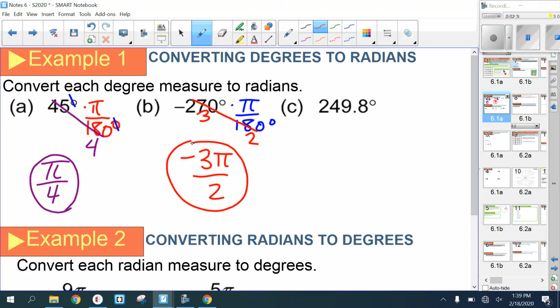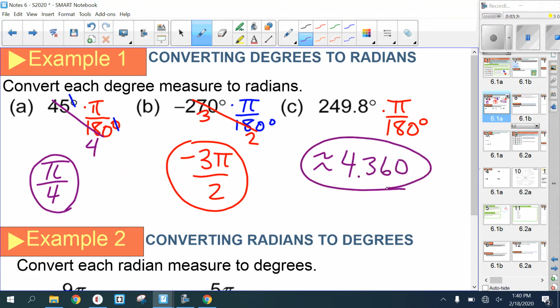Next one, 249.8 degrees. You're still going to do the same conversion, times pi over 180. But in general, here's what you'll do. If you see a decimal in the problem, get out your calculator because you're going to have a decimal in the answer. So go ahead and type in 249.8 times pi over 180. Make sure you enter the pi button. Don't use 3.14. That's been rounded off. Try it yourself, you get about 4.360, somewhere in that ballpark.